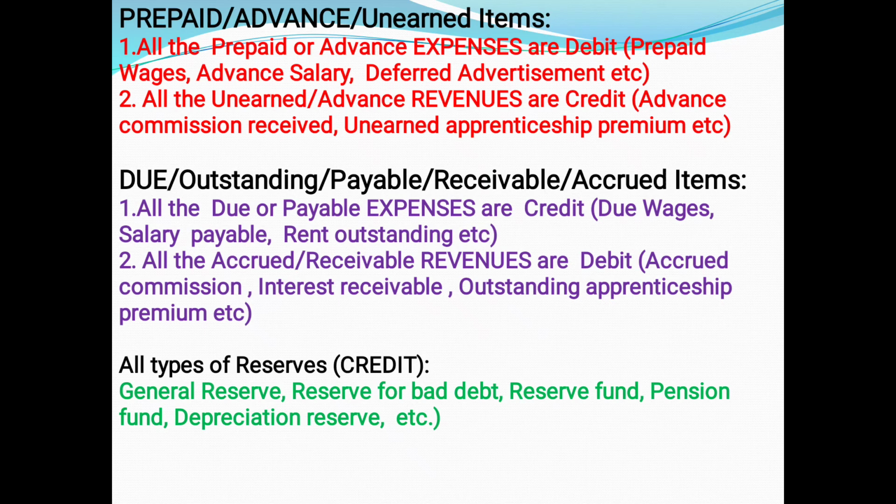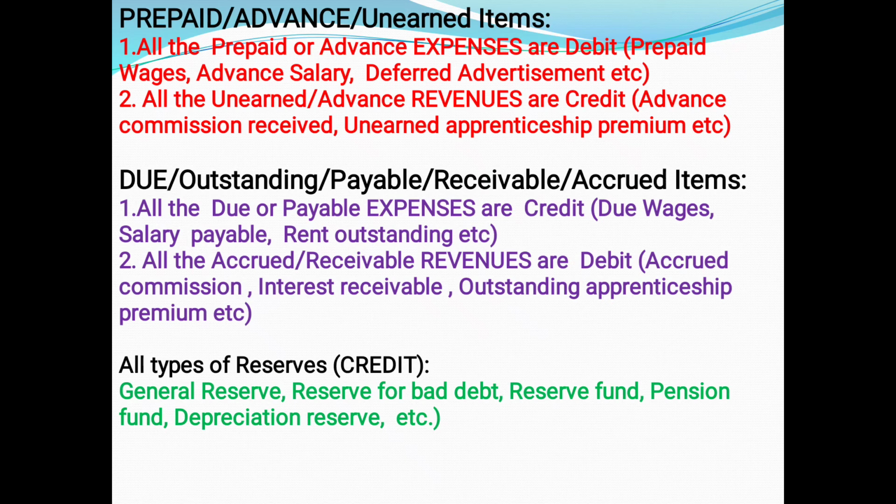Another rule for the procedure of preparing a trial balance: due items or outstanding items, payable or receivable or accrued items. Number 1, all the due or payable expenses are credit. All types of expenses are debit, but all types of due or unpaid or payable expenses are credit, such as due wages, salary payable, rent outstanding, etc.